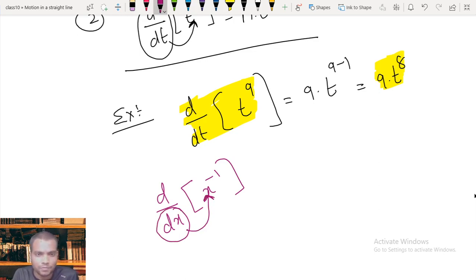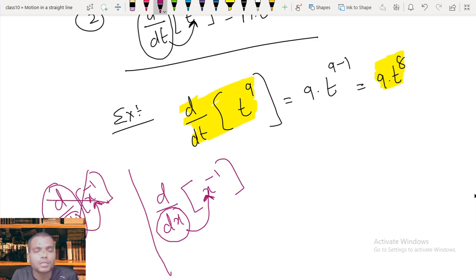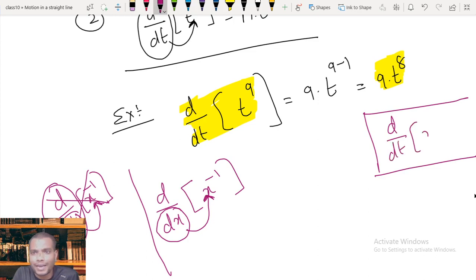T power x minus 1. Suppose if we are writing like this, d by dt of x power minus 1. Now here d by dt is in terms of t, but here we got variable as x. So in this case we cannot do differentiation. Suppose you want to do the differentiation d by dt for x power minus 1. Here the variable is x, but we are doing differentiation with respect to t. So that is not possible. That is wrong notation.